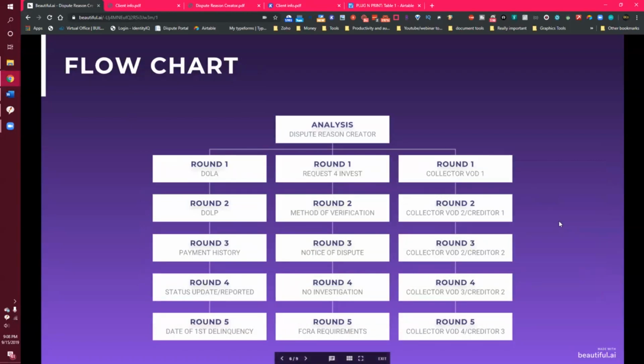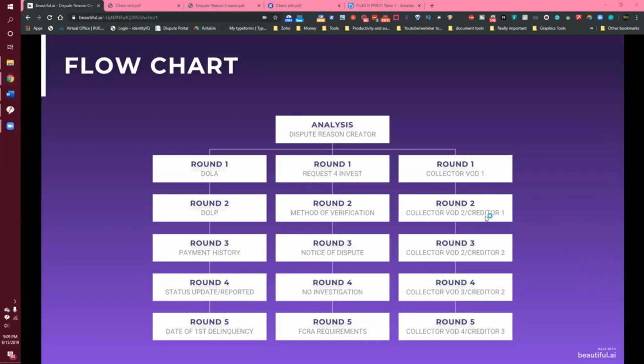All right. So now we're looking at the flow chart. So you start with your analysis, right? So we're taking the information that we were just looking at, putting it on a flow chart and adding a couple little things, right? So your dispute reason creator and your analysis would be where you start. So the first column is round 1, data loss activity, round 2, data loss payment, round 3, payment history, round 4, status update reported, round 5, date of first delinquency. The next column is what we just went over.